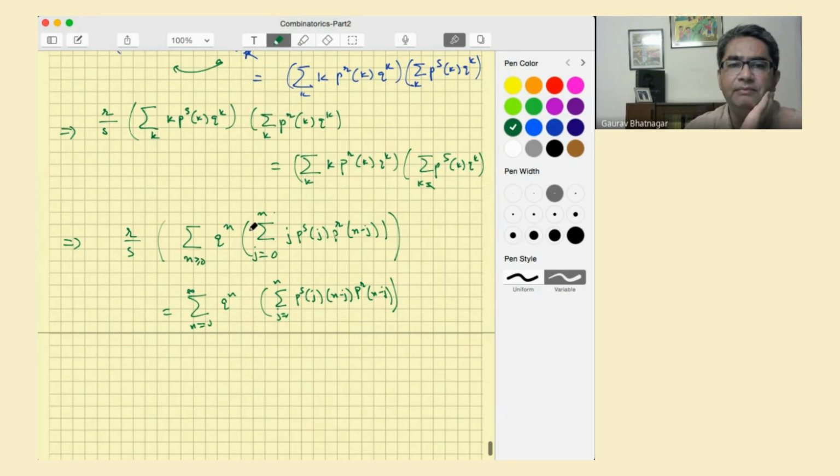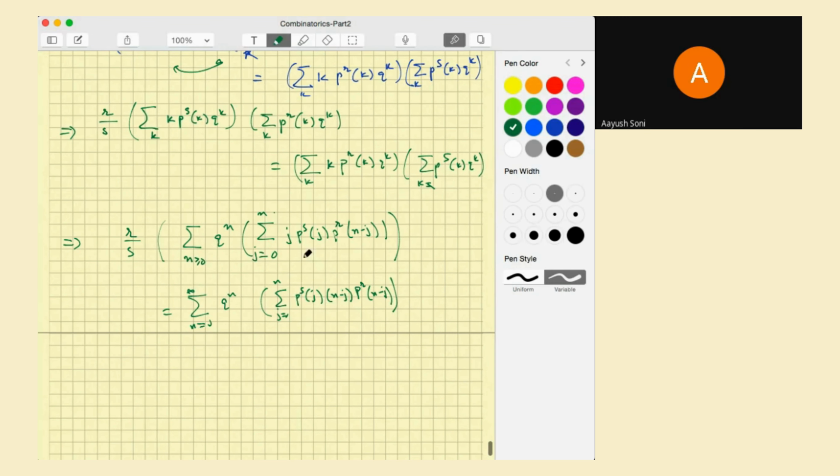I mean, from this step to this step, it should be clear that you're taking one j, one n minus j, and then one j and one n minus j. Yes, Professor, this part is clear.